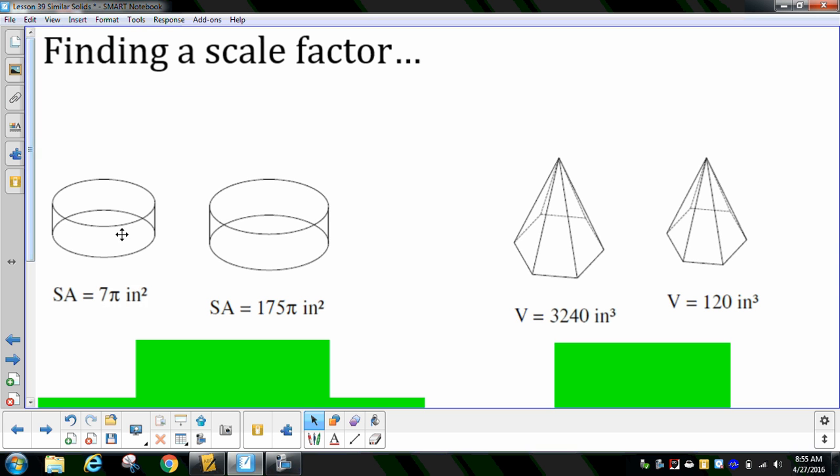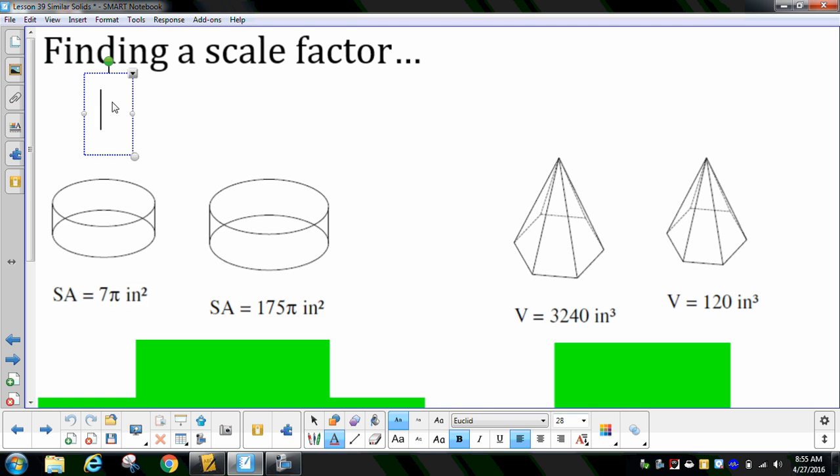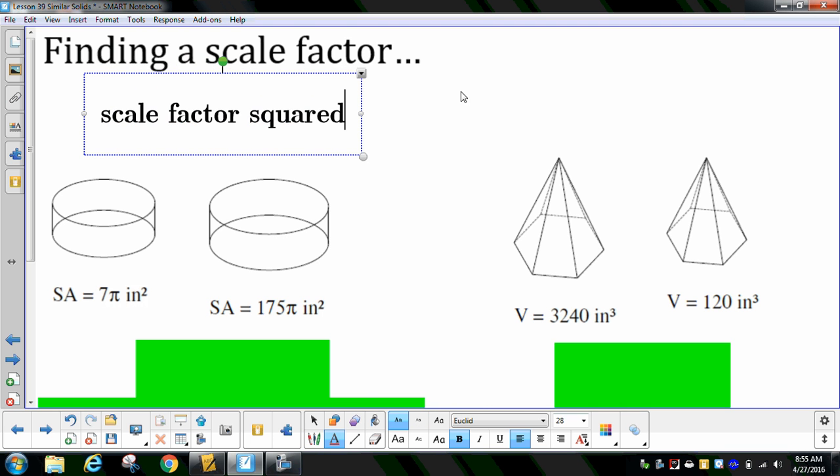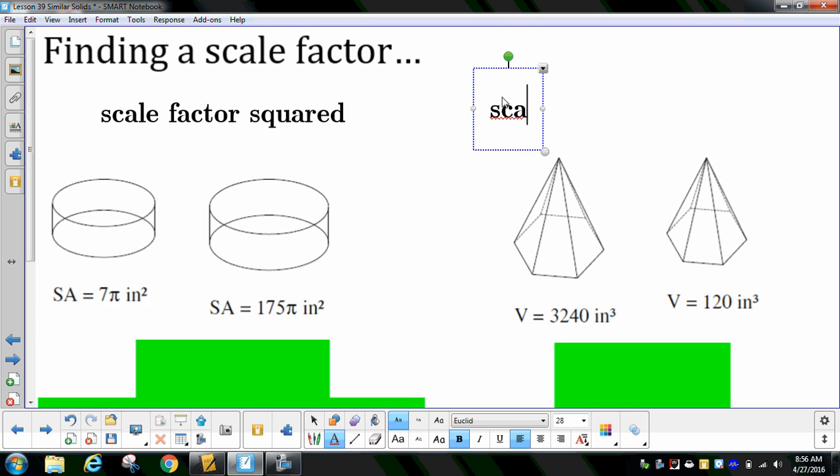So if we have two similar solids and we have the surface areas, the ratio of the surface areas is the scale factor squared. If we have the ratio of volumes, it's the scale factor cubed. So I'll type that in here, scale factor squared. Scale factor cubed.